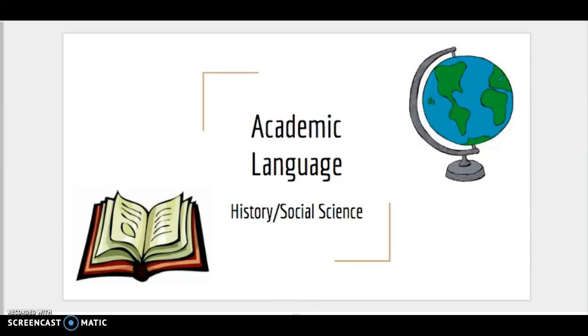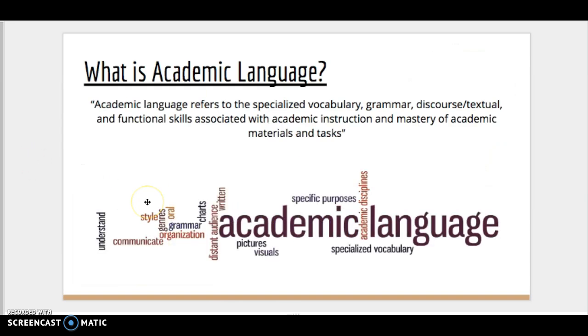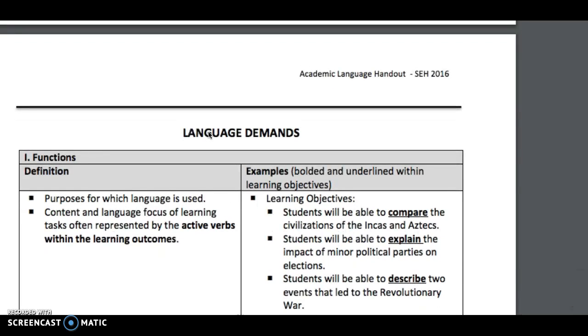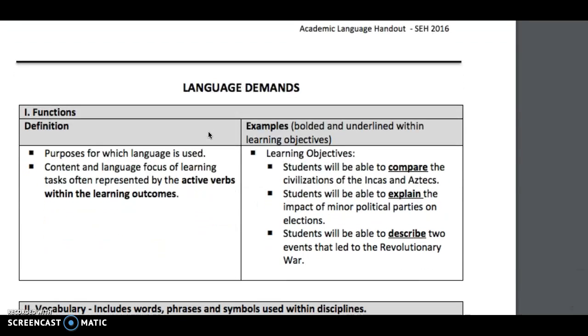Okay, so I'm going to be presenting academic language for history and social science. So what is academic language? Academic language refers to the specialized vocabulary, grammar, discourse, textual, and functional skills associated with academic instruction and mastery of academic materials and tasks. What this basically means is that academic language is all the oral and written language used for academic purposes.